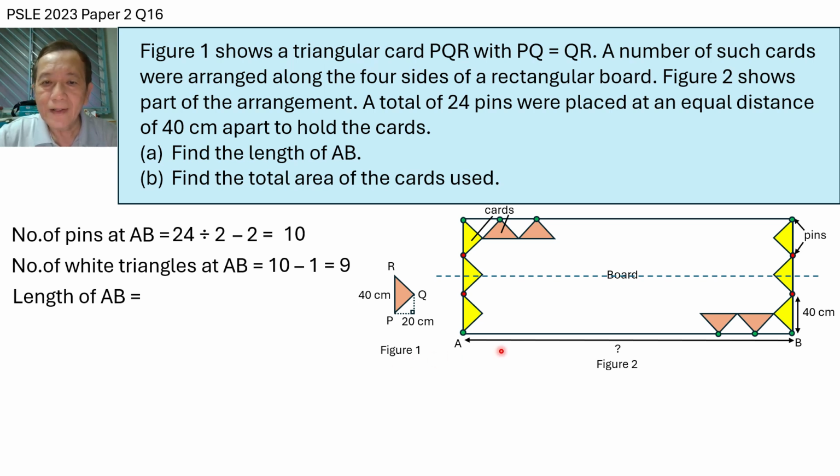Now we can find the length of AB because the base of a white triangle is the same as the base of the brown triangle, 40 cm. 9 times 40 cm equals 360 cm. And we have our first answer.